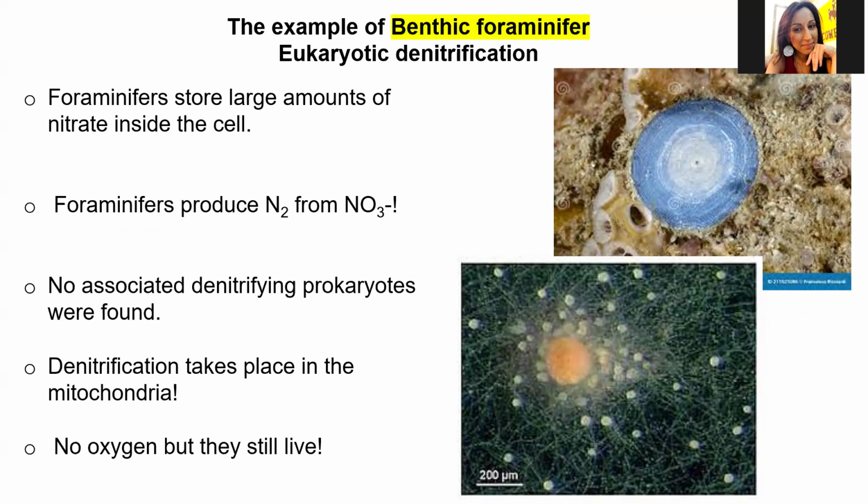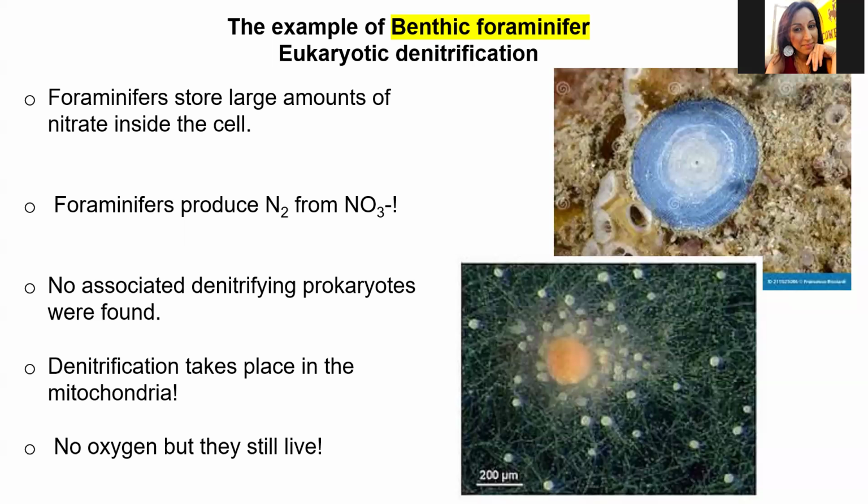Imagine this, even though it's an animal, it's a eukaryote, it has a lot of nitrate in the cell. So it was found that these organisms, whatever they are, are eukaryotes, so they're not bacteria, yet they produce dinitrogen. And dinitrogen production used to be thought of as a typical prokaryotic feature, but apparently it's not. In this organism they thought there must be some symbiosis with denitrifying microorganisms, but they didn't find anything.